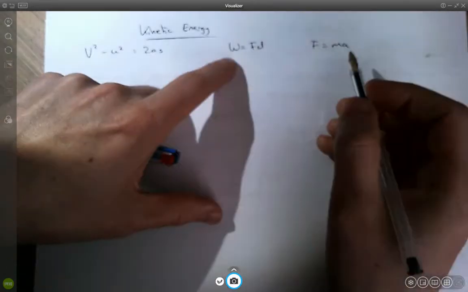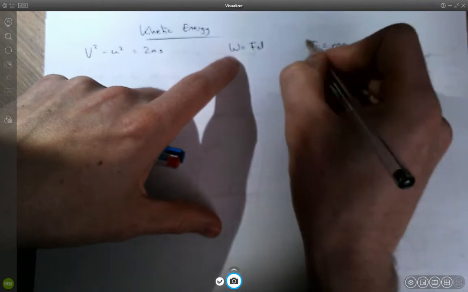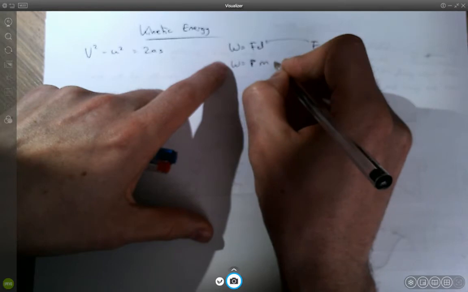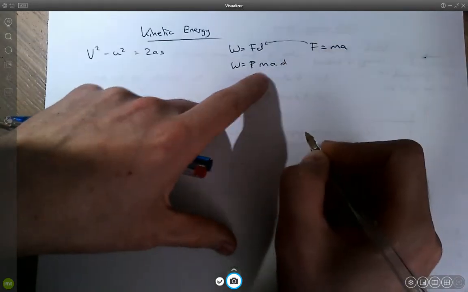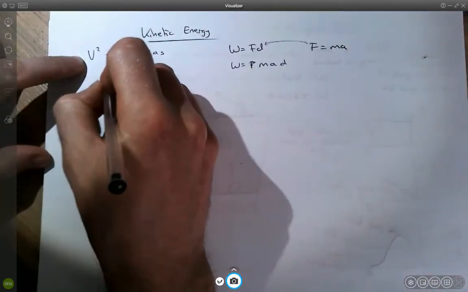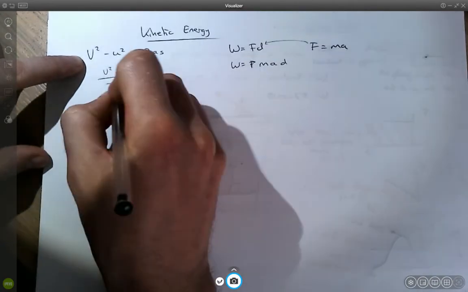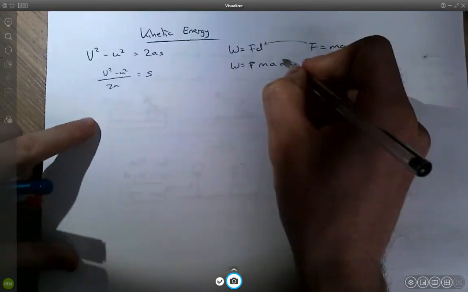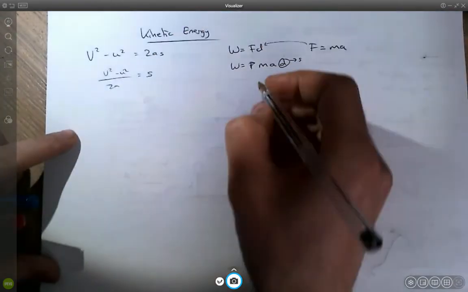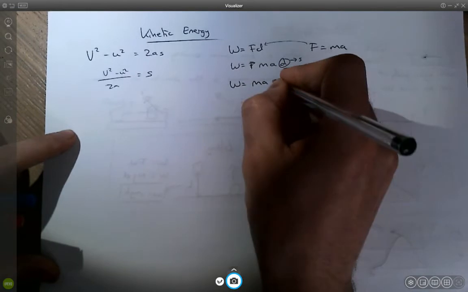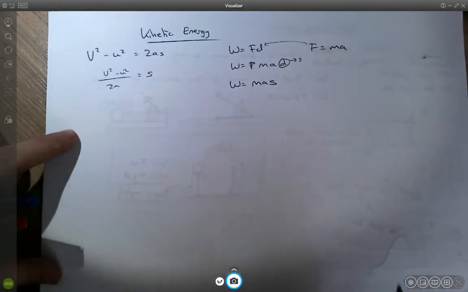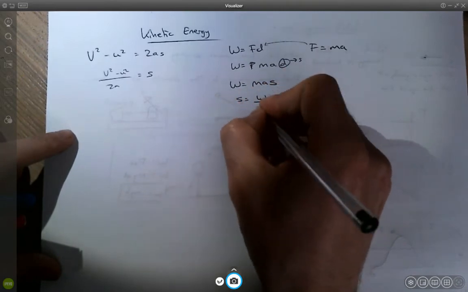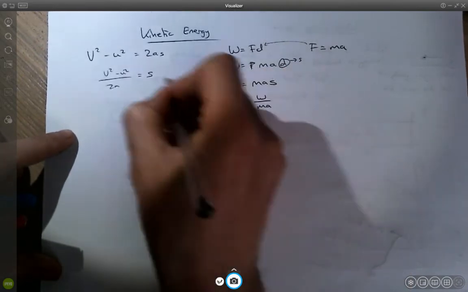So firstly, we're going to substitute this one in here. So we're going to say work done is mass times acceleration times distance. And now I'm going to rearrange this, v squared minus u squared over 2a for distance. I'm also going to change this distance to an s, just so the distances are the same. Now I'm going to rearrange this. So I've got s is work done over mass times acceleration, and I'm going to substitute this into here.